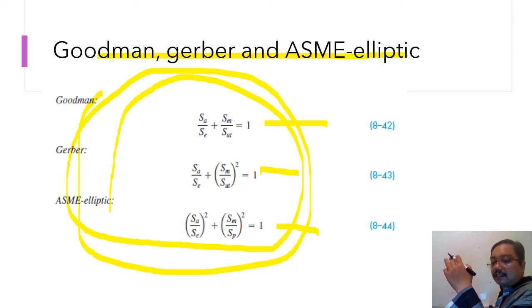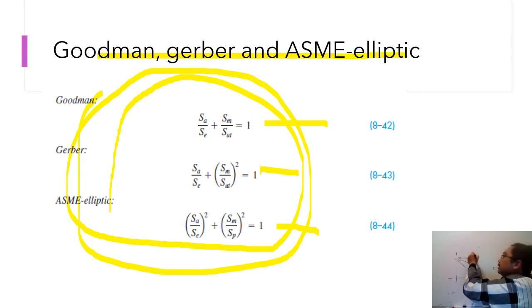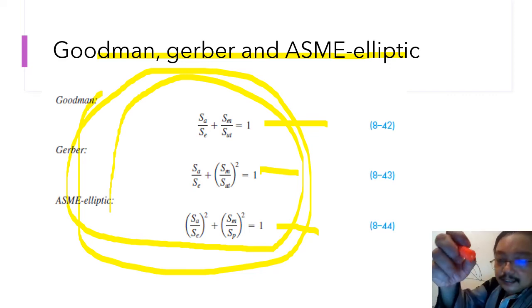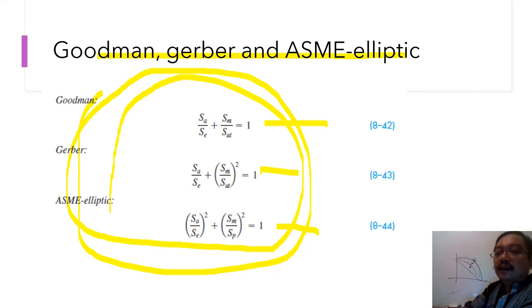The value is more or less the same. It's not the same, but it's more or less the same. Okay, this is the stress value, and then you get the graph for Gerber, you get the graph for ASME-elliptic, and you get the graph for Goodman. All these three are close to each other. Meaning that the value that you get in the end, you translate to become the size of the bolt itself. Okay, this is what they mean by Goodman, Gerber, and ASME-elliptic equation.